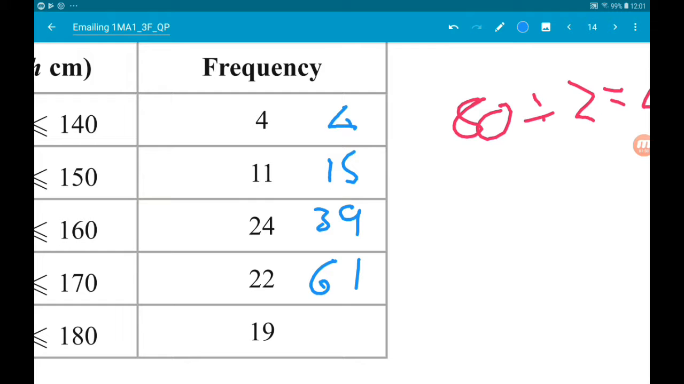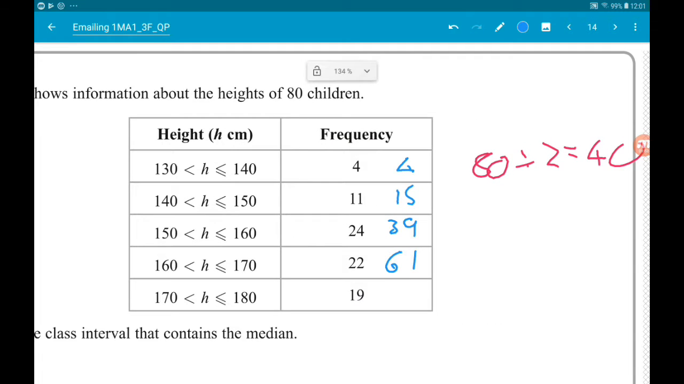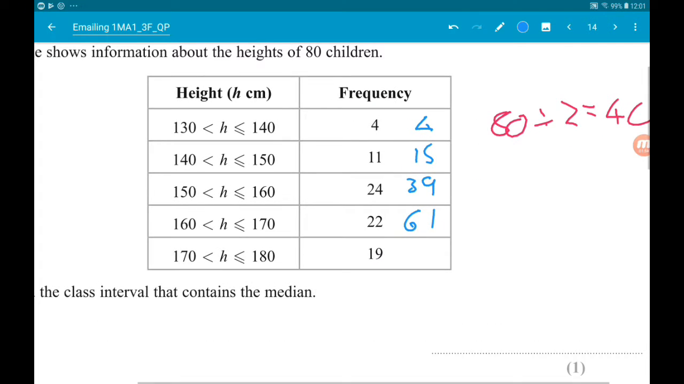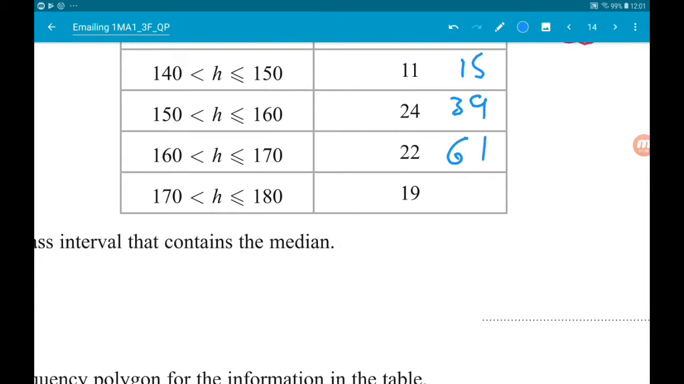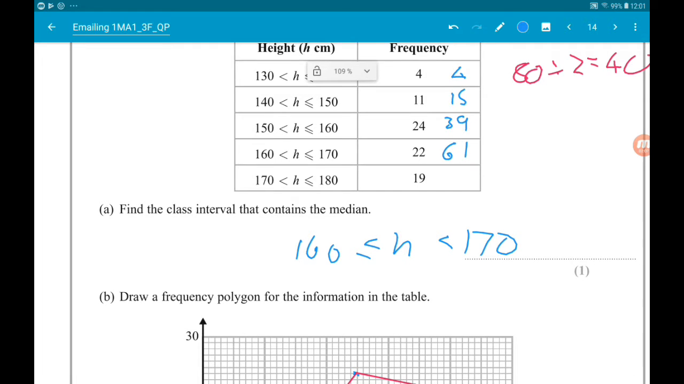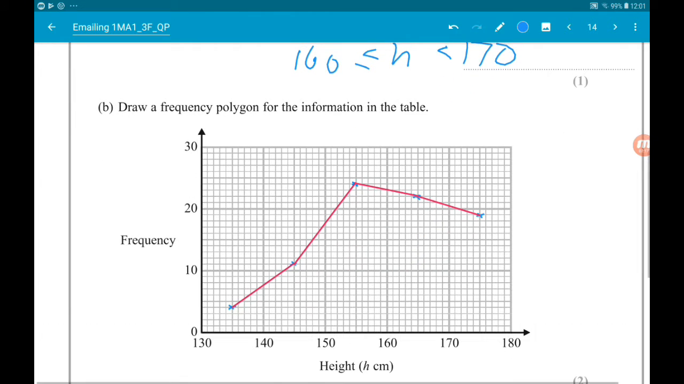So, the 40th and 41st person are in this interval 160 less than or equal to h is less than 170. Okay, then part B wants us to draw a frequency polygon for this info. So, spoilers, that's a frequency polygon.